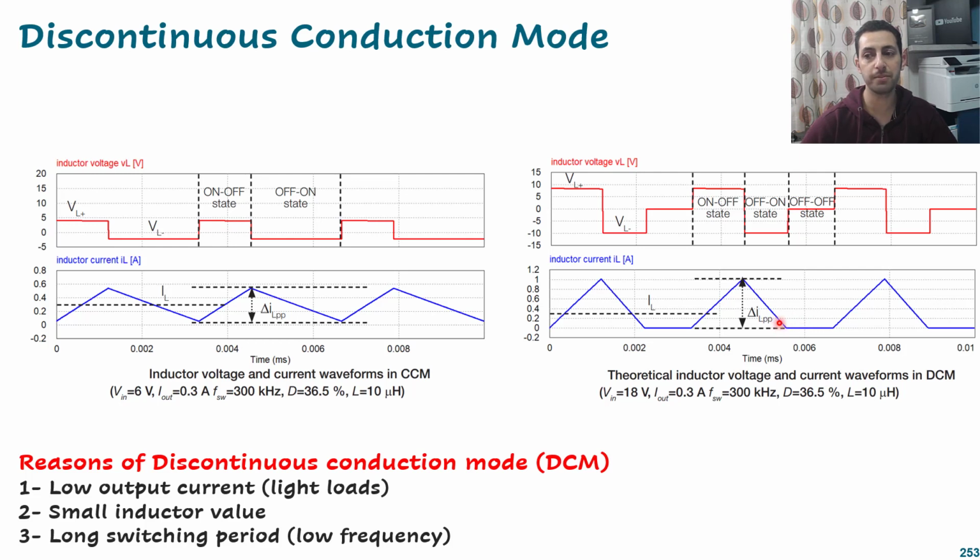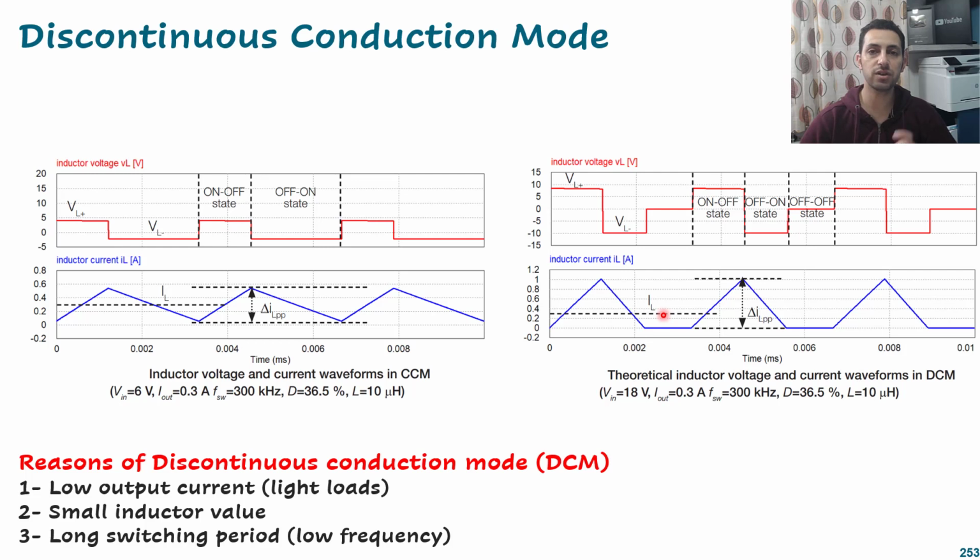So what will happen to the voltage during this period? During the on period, we have a positive slope for the current changing, that's why we have a positive voltage. Negative slope, negative voltage, but here we have zero value for the current, which means zero value for the voltage. That's why we have 3 levels here, not 2 levels like this. So what are the reasons for discontinuous conduction mode? Low output current when we supply light loads, or small inductor value.